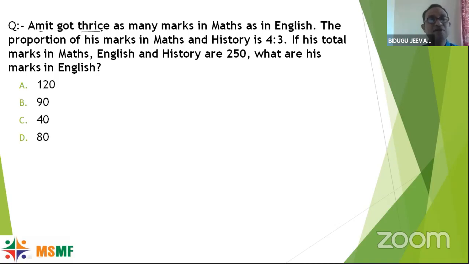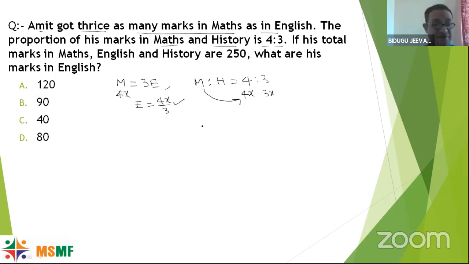Amit got thrice as many marks in maths as in English. So maths is equal to thrice that of English. The proportion of marks in maths and history is 4:3. Maths and history is equal to 4:3. So it is 4x, it is 3x. If I substitute this maths 4x here, English is equal to 4x by 3. Great.